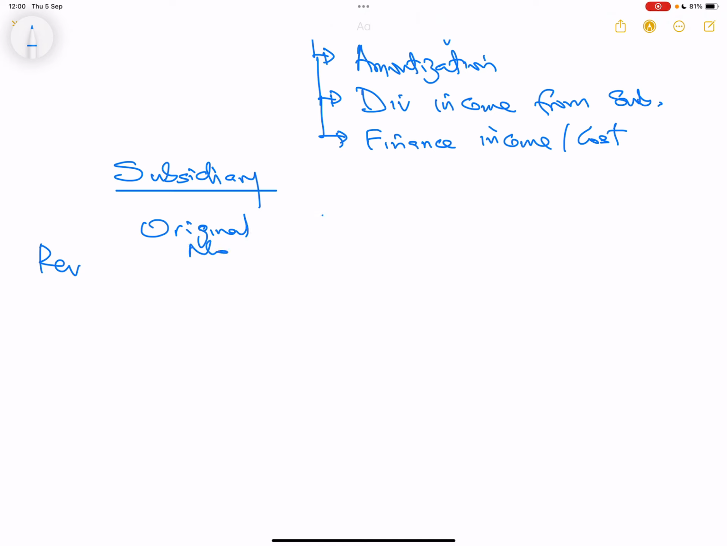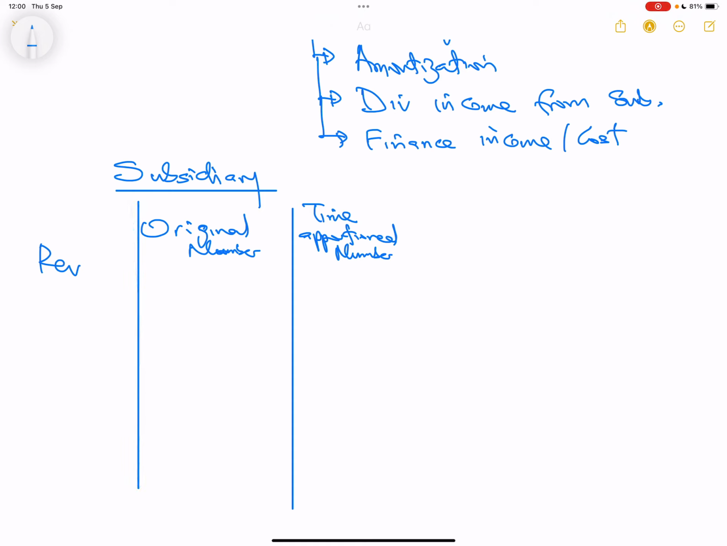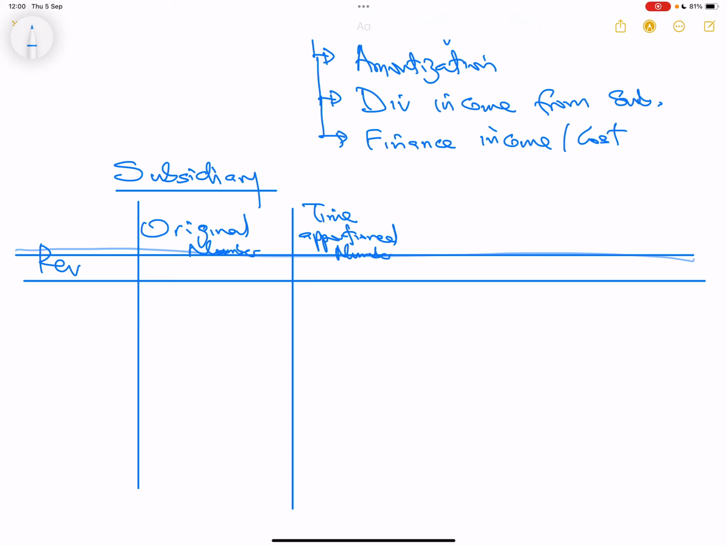If it's an acquisition during the year, then you're going to have a time-apportioned number. So, take for instance, if you have revenue at say 250, and this subsidiary was acquired midway into the year, which means 6 months into the year, then you cannot consolidate 250, you have to consolidate 125, which is half of that revenue, right? So the first thing is time apportionment.